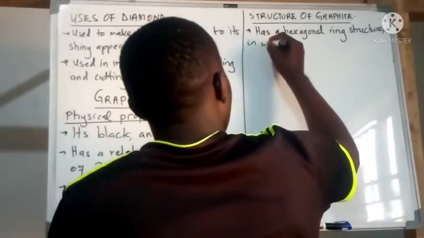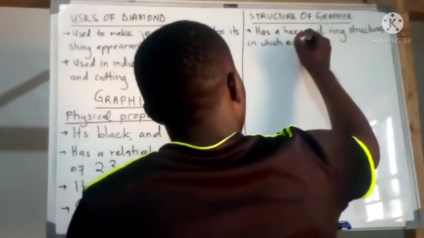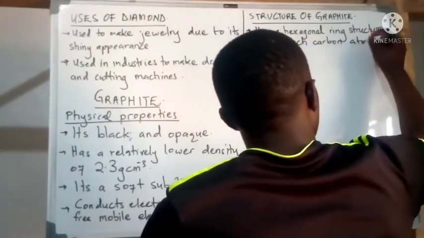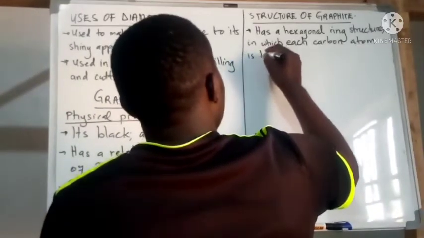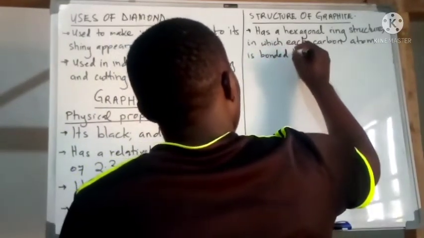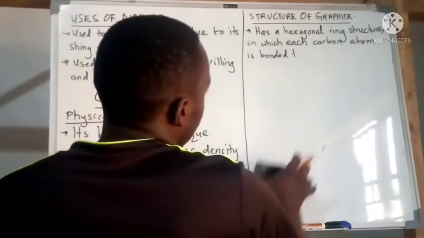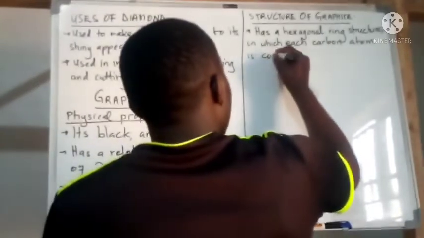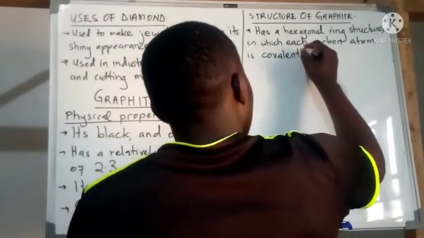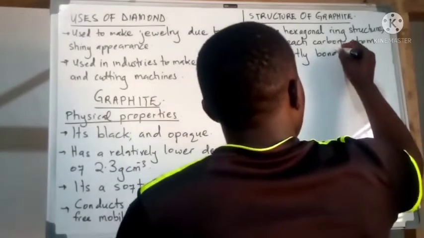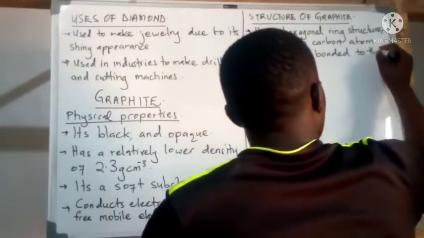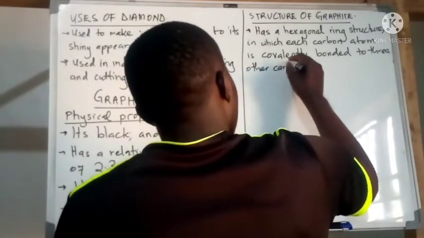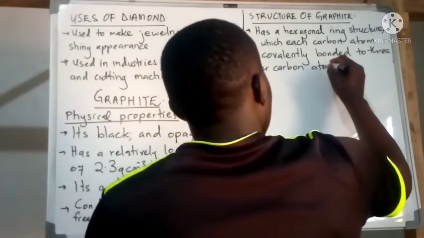And in this structure, each carbon atom is bonded, and this bonding should be specific. Each carbon atom is covalently bonded to 3 other carbon atoms.